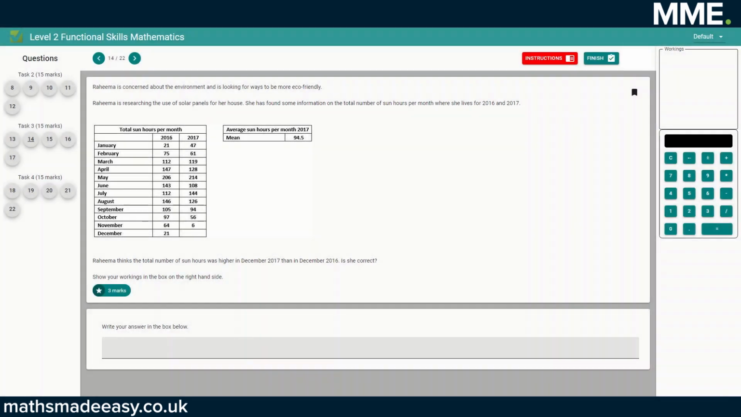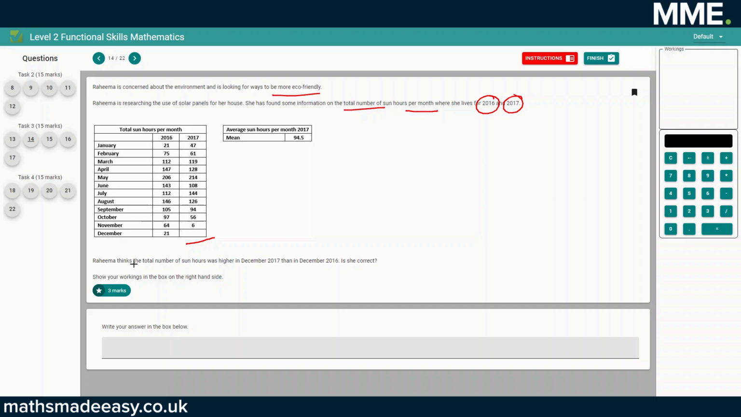Moving on to the next question, we're told Rahima is concerned about the environment and is looking for a way to become more eco-friendly. She's been researching the use of solar panels for her house and has found some information about the total number of sun hours per month for where she lives for the years 2016 and 2017. And the two tables that we get given, first one shows the value for each month for the total number of sun hours, with one missing data point for December 2017. We're also told that the average sun hours per month in 2017, or the mean value, is given by 94.5.